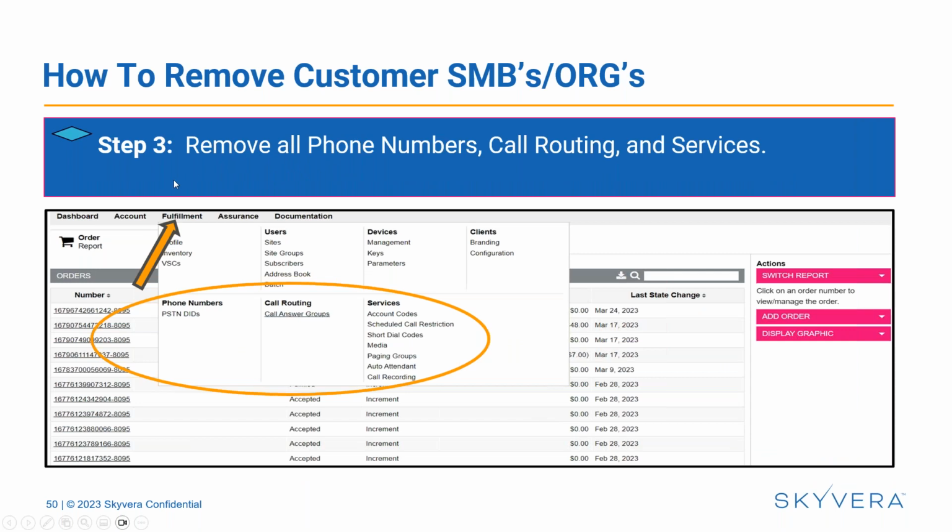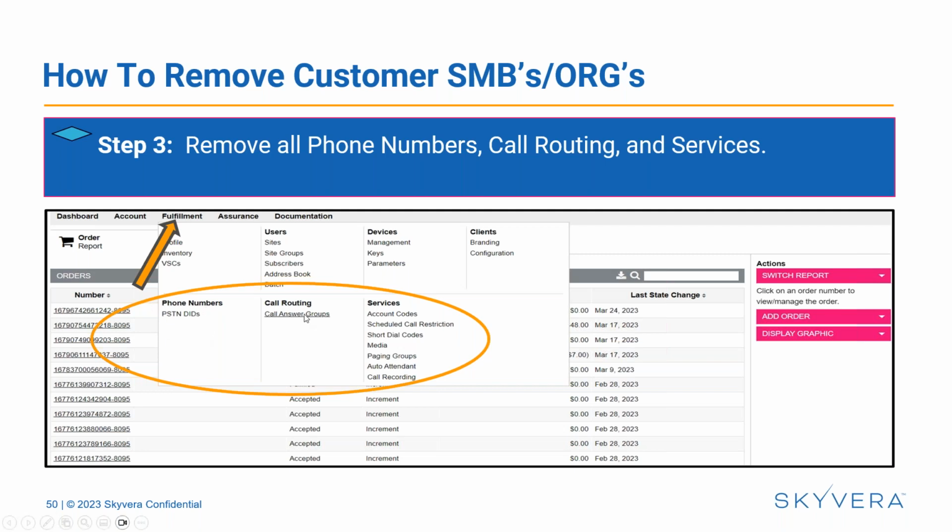So in our process, we said step 3 is removing all of the phone numbers, the call routing, all of the services. Very similarly, in the PSTN list or the call answer group list, you would go in and slowly go through and remove all of those services from the system. If you go into the PSTN DIDs, you can check the box just the same way. If you run into a situation like a system number or a voicemail number that you can't remove, you can open up a case with the KBS support team and they can remove those phone numbers for you.